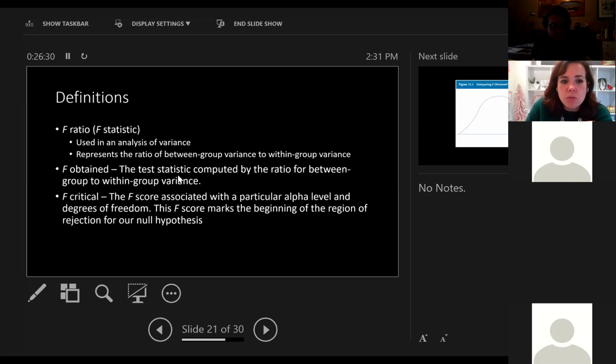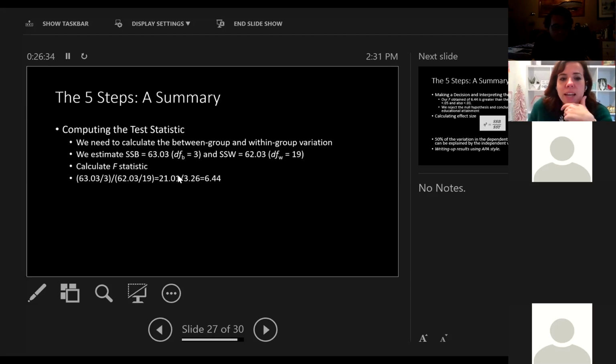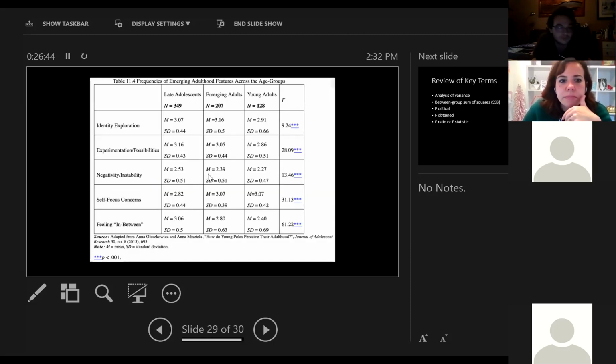The ratio is right here. Minus, there we go. We're dividing it, then, and it ends up at 6.44. Now let's look at the graph. Man, that's a lot of information. We're going to skip that.